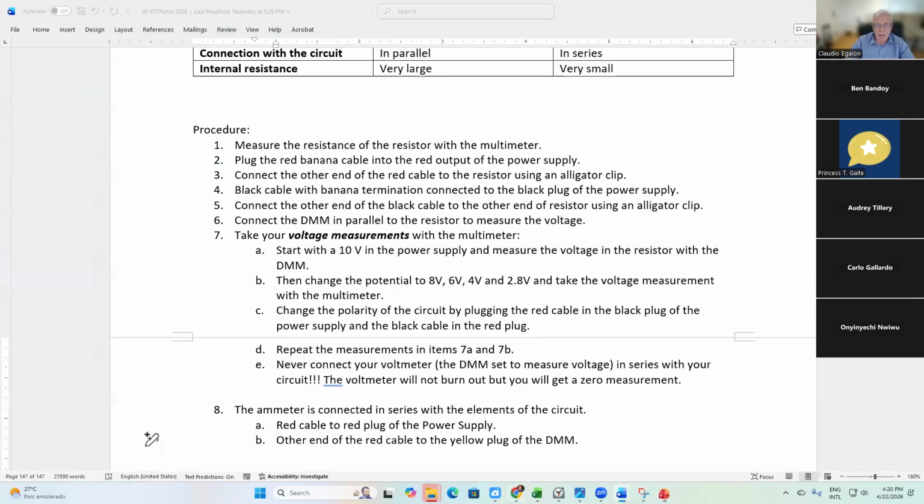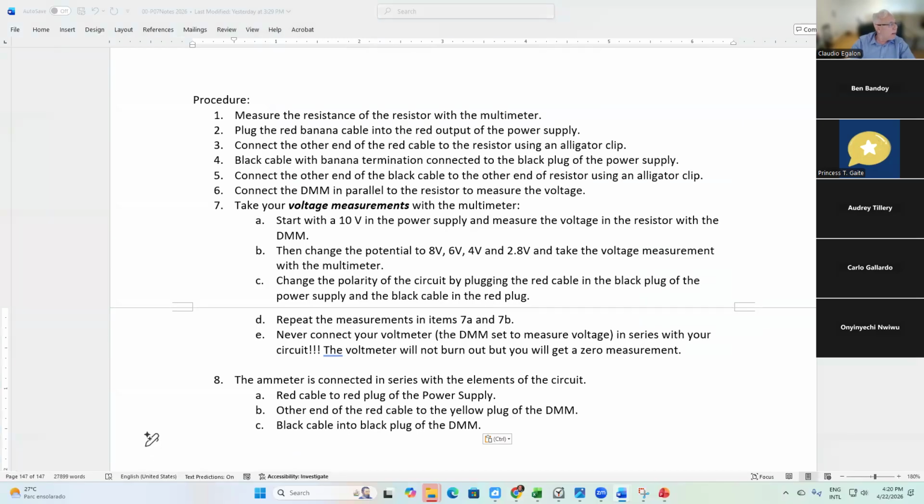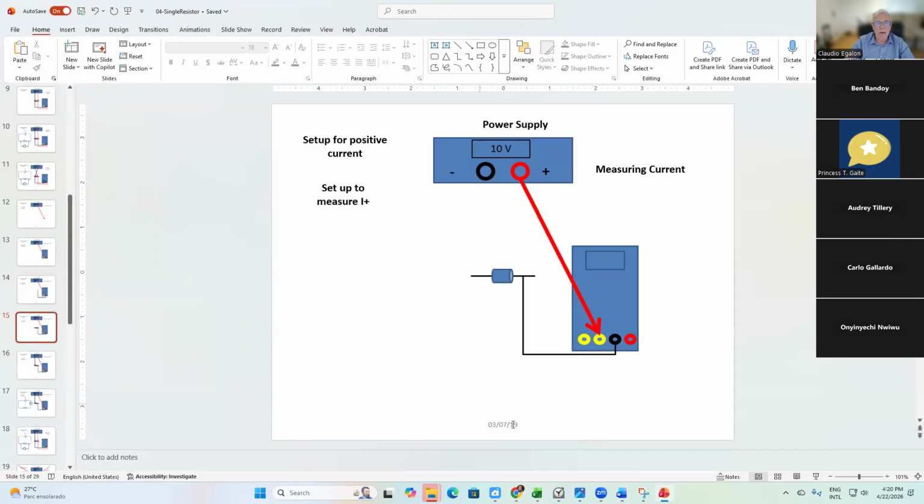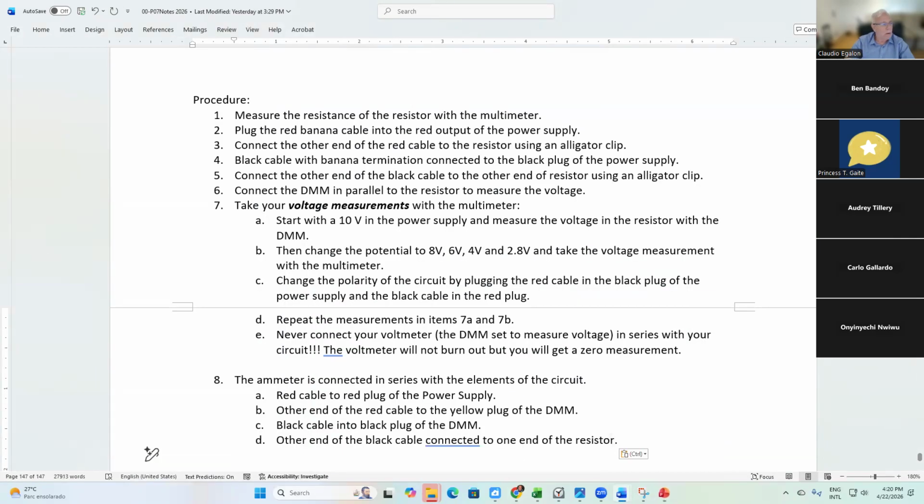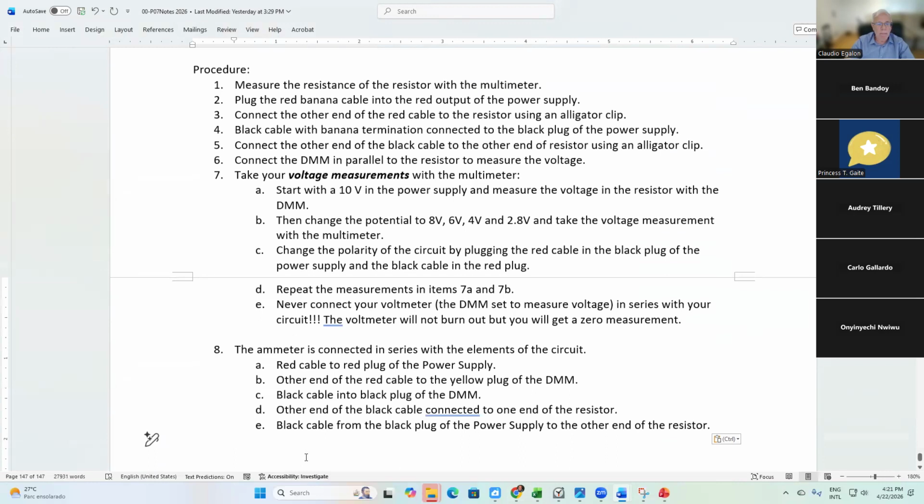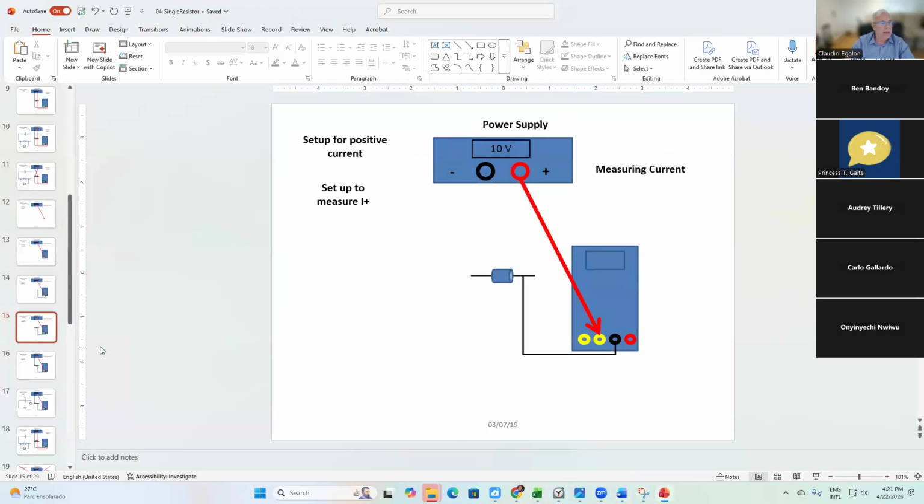That's what I told you about the simulation. It's not very realistic what they did there. Other end connect to the resistor. We're going to close the circuit now. Black cable to the black plug of the power supply, to the other end of the resistor. Right? And here you go. We close the circuit.